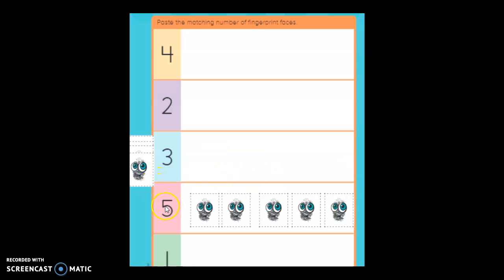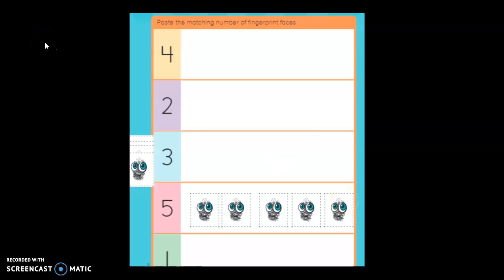This is the number 5. I put 5 objects next to the number 5. Let's count them. 1, 2, 3, 4, 5.